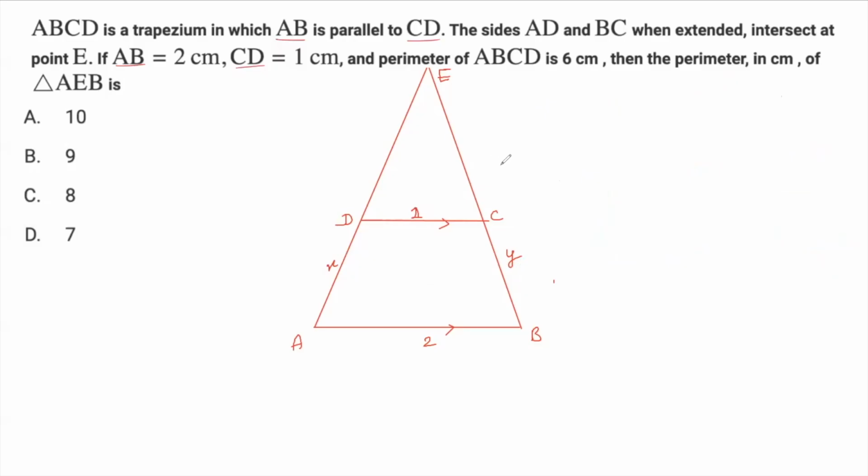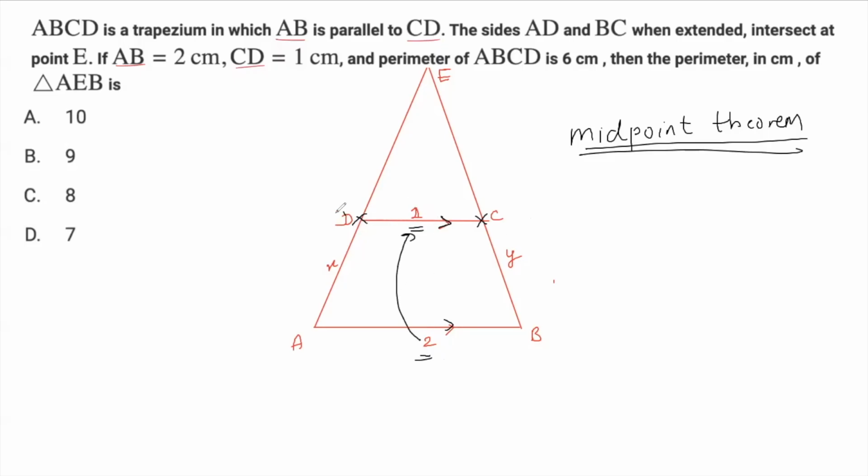Now, the other way of approaching this question can be applying something called the midpoint theorem. In this particular case, you won't even need to prove the two triangles similar and write the ratio of corresponding sides. The midpoint theorem clearly states that if a line joins the midpoints of two sides of a triangle, it is parallel to the third side and half of it. So for triangle AEB, AB is one side and this DC is parallel to it and it is half of it. By consequence, D and C become the midpoints. Thereby, DE is also X, EC is also Y.